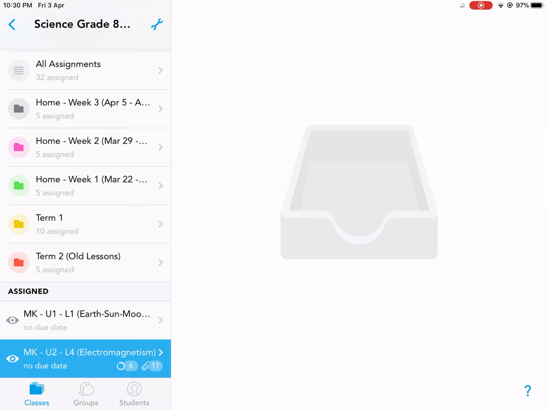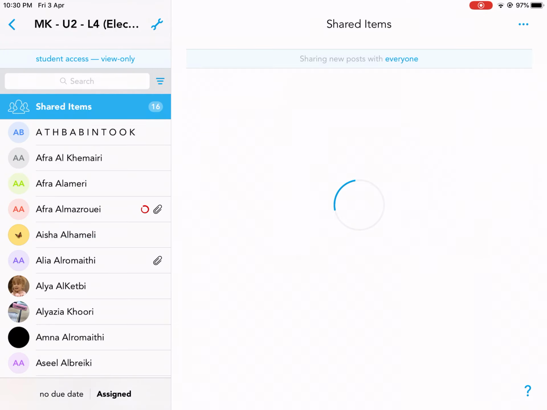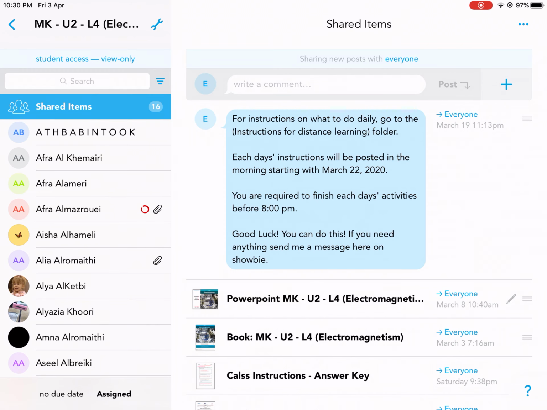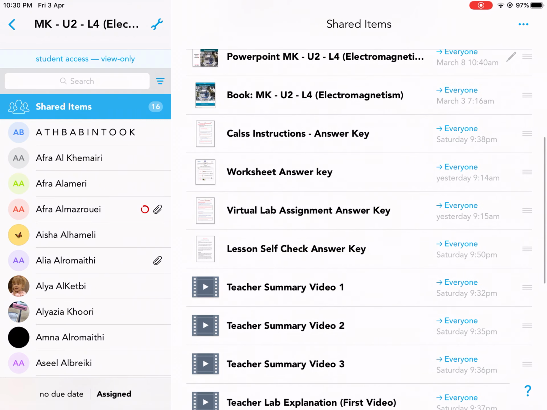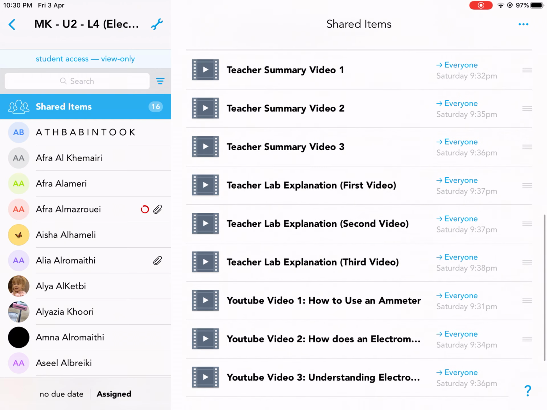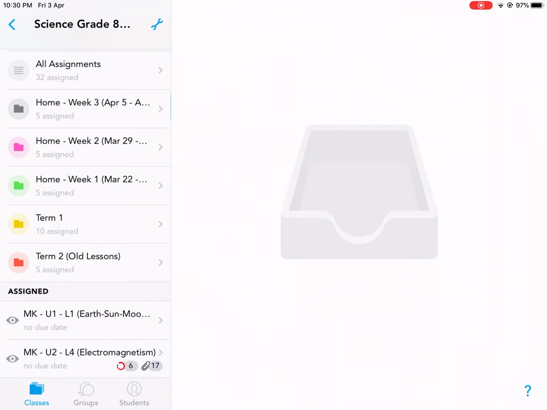Okay, electromagnetism lesson, we already finished that, but I want to show you that every time I finish a lesson, I will put everything in the lesson folder. I know you have a day-by-day folder for home study, but if you want to get back to it, it's all here. There's the PowerPoint, the book, all the answer keys, teacher summary videos, lab, and YouTube videos. It's all over here if you ever need it.